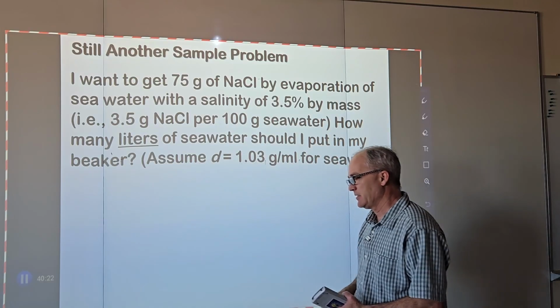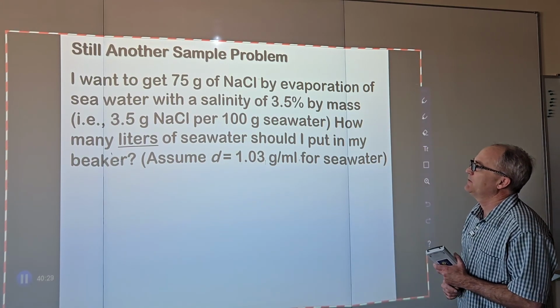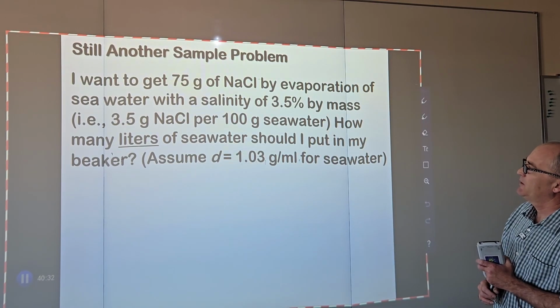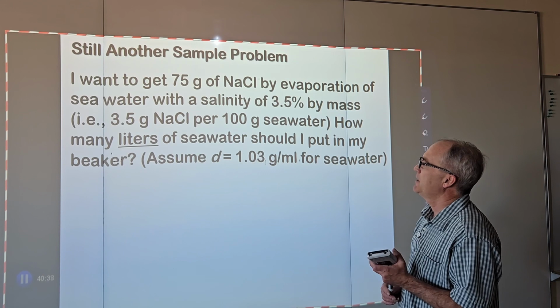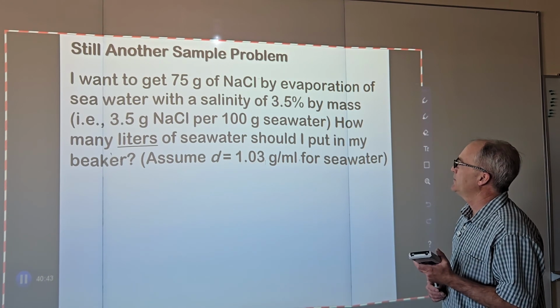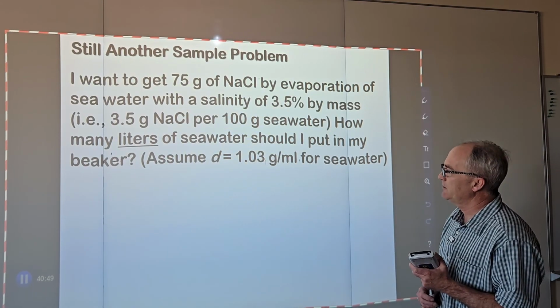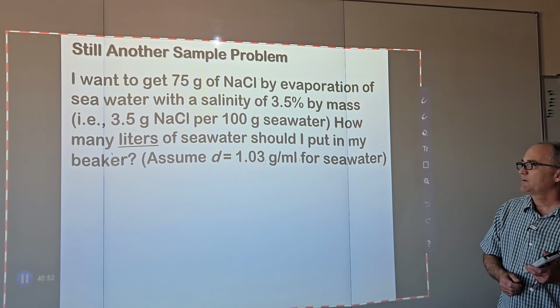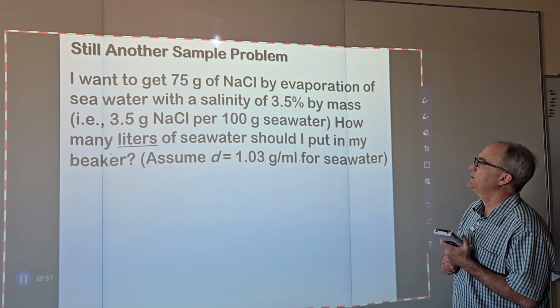Here's the problem. I think it has lots of little twists and bends. I want 75 grams of sodium chloride. I'm going to evaporate some seawater. It's 3.5% by mass. That means there's 3.5 grams of sodium chloride in 100 grams of water. How many liters of seawater should I put in my beaker? Assume that the density of seawater is 1.0 grams per mil.